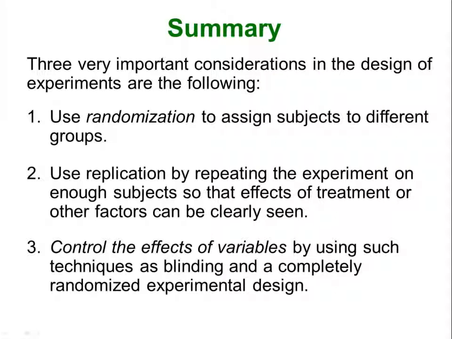In summary, there's 3 important considerations when you're designing your experiment. You want to make sure that you're using randomization, so each subject is randomly assigned to a group. You're using replication, which just means you're having large enough samples so that you can actually see effects of treatments, and that you try to control the best you can for the effects of other variables by using such techniques as blinding and things like that.